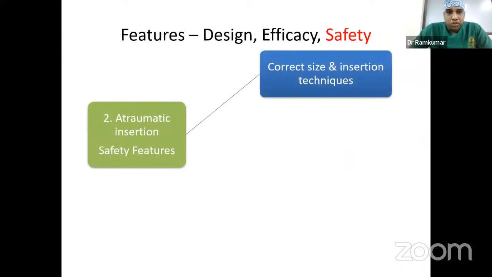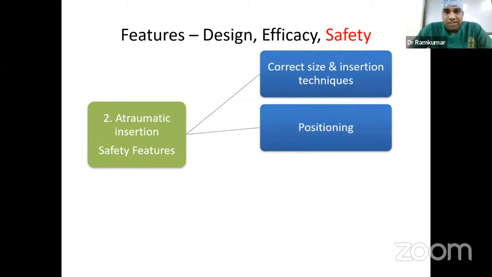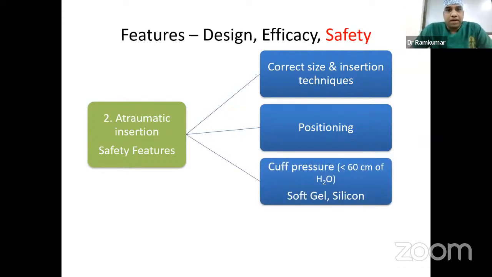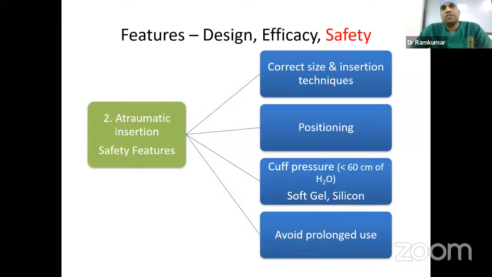To prevent this, you have to choose an appropriate size device for a particular age, gender, and weight of a patient, and use appropriate techniques in a good plane of anesthesia. The position of the device, as well as the head and neck position, is also very important to avoid such injuries. If you're using a cuffed device, make sure the cuff pressure is less than 60 centimeters of water. Nowadays we've got silicone-based cuffs and soft gel-like thermoplastic elastomer, as in the i-gel. All this reduces the risk of mucosal injury and thereby future problems. And try to avoid prolonged use of supraglottic devices, because that can easily end up in sore throat and mucosal injury.